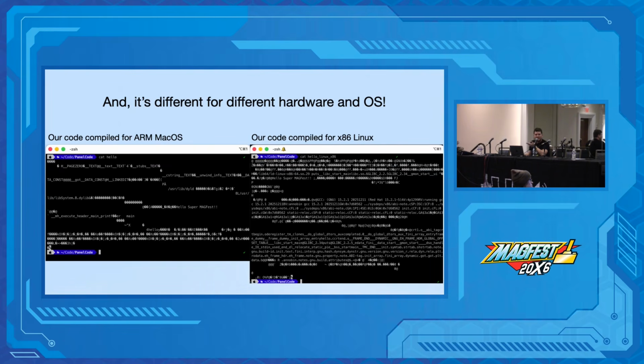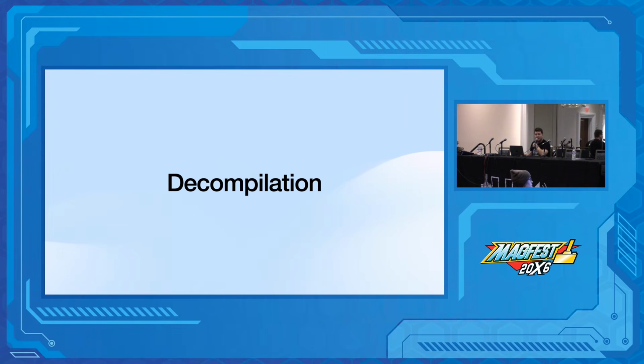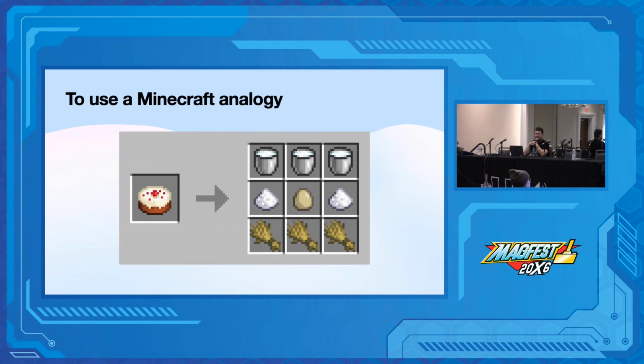So if we have all this, we have, for example, our finished games, we have our rips from our DVD drive or something like that. We have to talk about decompilation. Decompilation is a term that's a bit misunderstood, I think, in a lot of cases. So we'll get to why that is, but to use the Minecraft analogy again, a decompilation is taking the cake and extracting all of the ingredients and recipe out so you can build the exact same cake again.